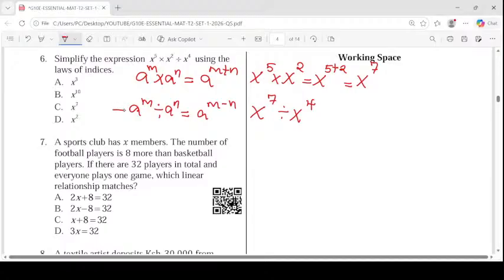Then applying the second law, the division law, this will be like saying x to the power of 7 minus 4, which becomes x to the power of 3. And that becomes your answer, which is exactly choice A for apple. You've seen I've solved that question by following the laws of indices. So this is exactly how you tackle mathematics questions. Just compose yourself, then deal with the question.